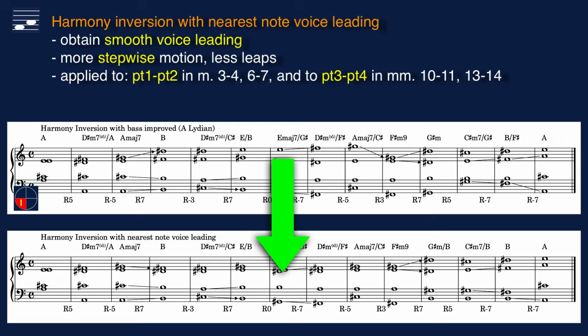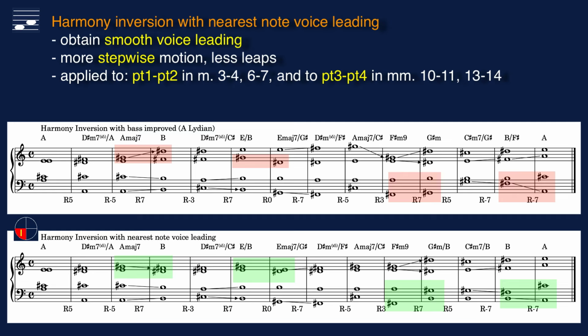Starting from the setting with improved bass part, we modify the setting locally, in the sense that we eliminate a number of voice leading leaps and replace these by moving to the nearest neighboring part, thus obtaining a smoother, more stepwise voice leading. I've marked these instances in the score. Note nearest note voice leading for the combination of parts 1 and 2 in measures 3, 4, 6, 7, and for part 3 and part 4 in measures 10 to 11 and 13 to 14.